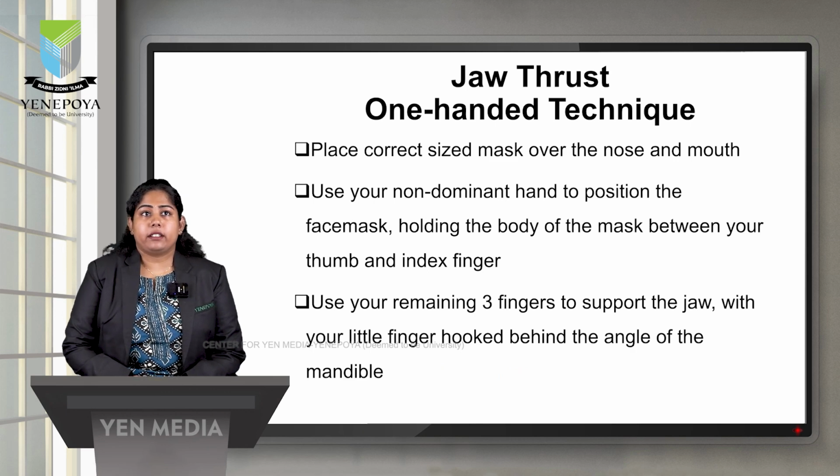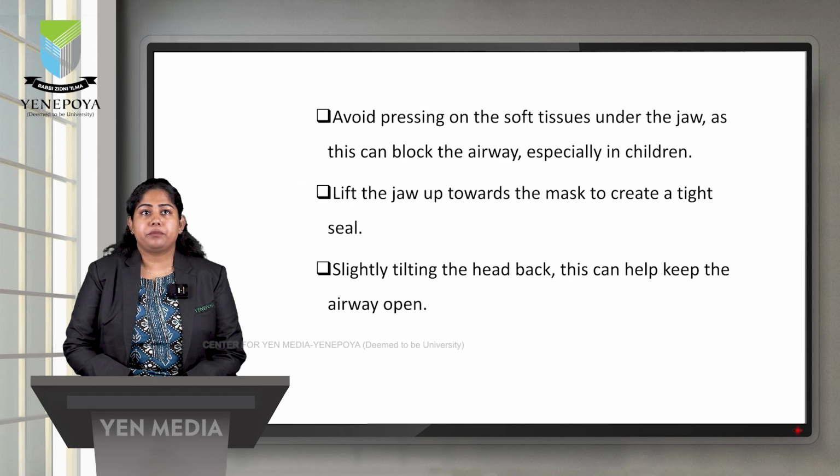Jaw thrust one-handed technique. The mask should be placed correctly over the nose and the mouth, and use your non-dominant hand to position the face mask, holding the body of the mask between the thumb and the index finger. Use the remaining 3 fingers to support the jaw with your little finger hooked behind the angle of the mandible. Avoid pressing the soft tissue under the jaw, as this can block the airway, especially in children. Lift the jaw up towards the mask to create a tight seal. Slightly tilting the head back can help the airway to be open.